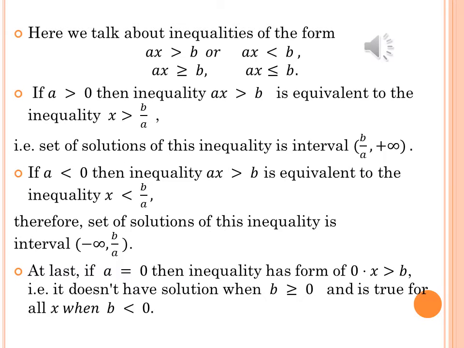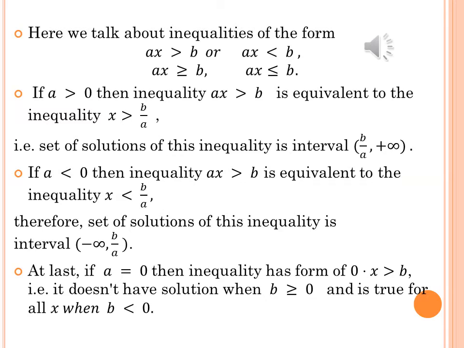Now we explain the inequality. A and B are constants. For that, ax greater than b, or greater than or equal to b, or ax less than b, or less than or equal to b, depending on the value of a. A is the constant times x. If a is positive, meaning greater than 0, then x is greater than b over a, or x greater than or equal to b over a, which is the interval from b over a till infinity.